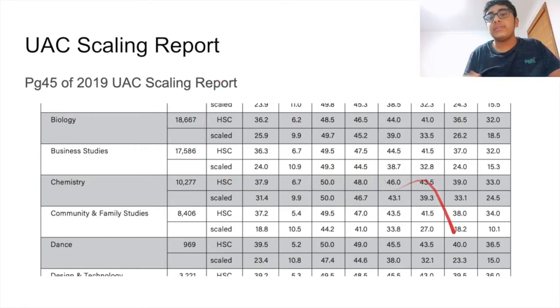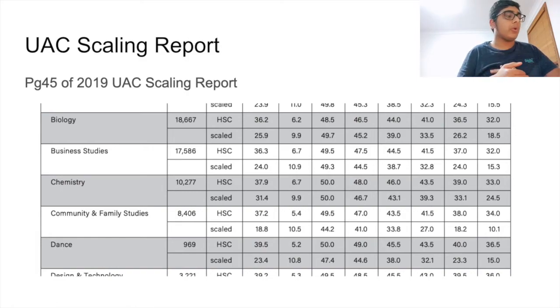It's just a different degree of how much you go down. For example, a 32 in biology gets scaled down to an 18.5. But a 33 in chemistry gets scaled down to only a 24.5. There are different degrees of how much they go down. They are not constant. If you want, you can search up the scaling report, and it's on the scaling report.